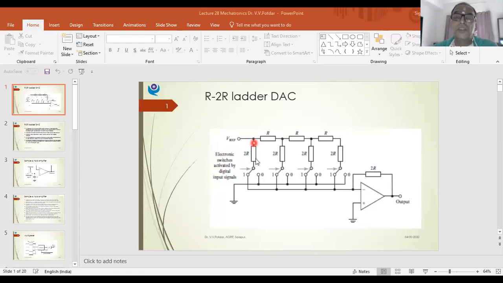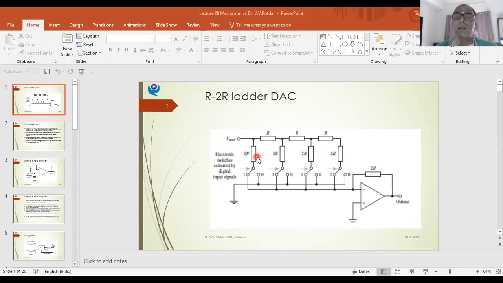Now, which step or steps of the ladder will be picked up for conversion? Please be attentive. These are the steps of the ladder. These are also called rungs. In PLC terminology, they are called rungs, the rungs or steps of the ladder. How many steps I'll be using out of this resistance ladder will depend upon my binary digit.